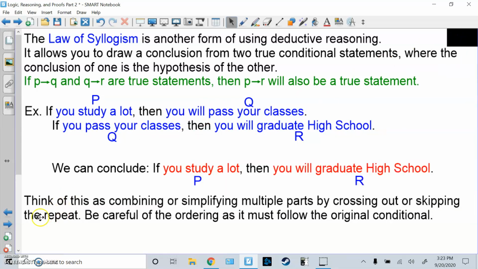That's also true. So think of this as combining or simplifying multiple parts by crossing out or skipping the repeat. Be careful with the ordering as it must follow the original conditional. It must go P, Q, Q, R. It can't go P, Q, R, Q like that.